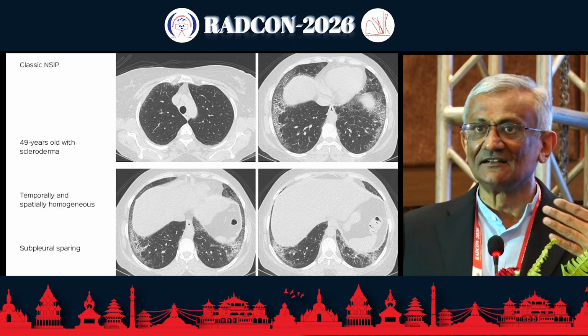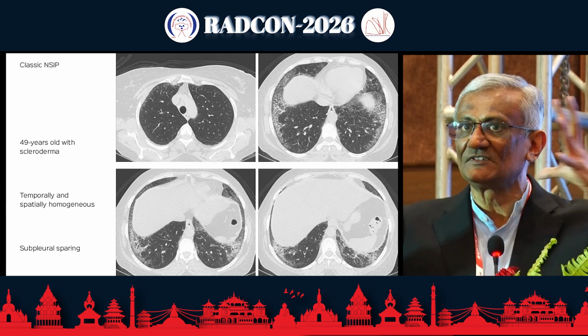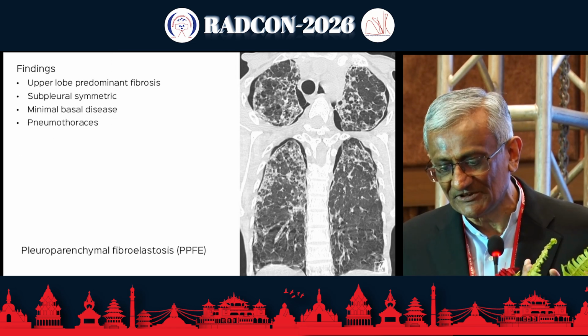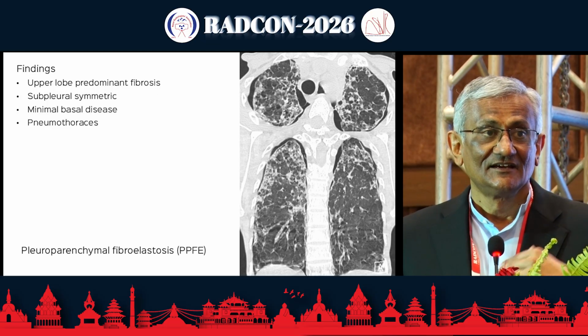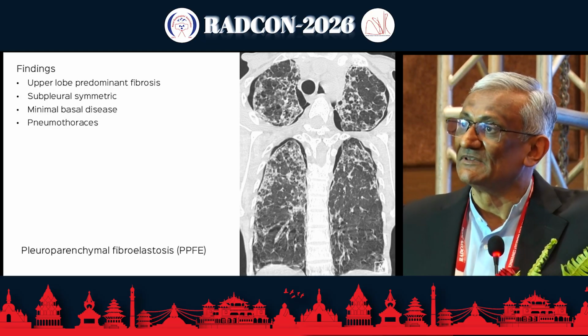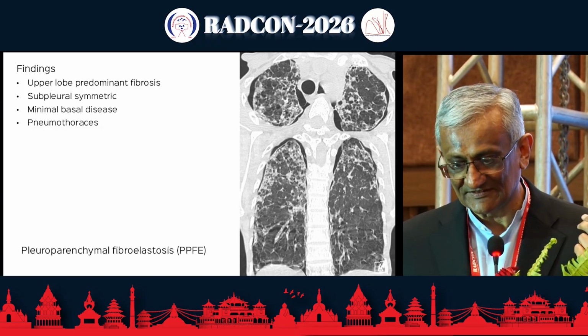This entity is the reverse of a UIP pattern: upper lobe apical fibrosis with reduced volumes with a little bit of traction bronchiectasis. Anybody, what is this? It's upper lobe predominant. It's called pleuroparenchymal fibroelastosis.